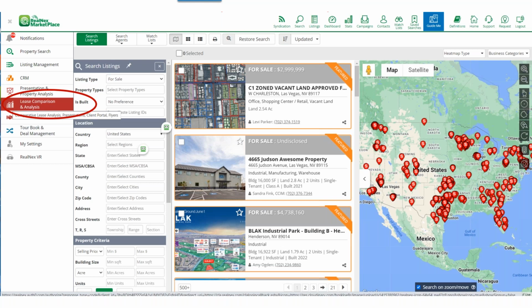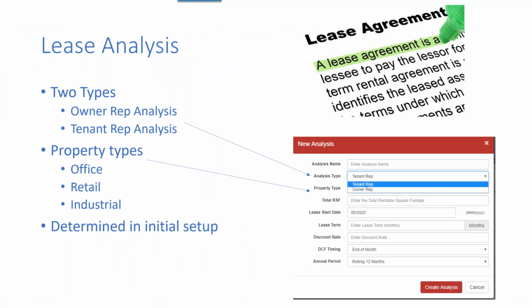So we're going to do the lease comparison and analysis portion of the RealNext Market Edge, as I show here circled on the left. You would select that from the different options. The Market Edge suite, of course, has all kinds of other stuff you can do, including the CRM and an investment analysis, which was a webinar we did a couple of weeks ago, and the tour book and listings, et cetera. Those are all covered in other webinars.